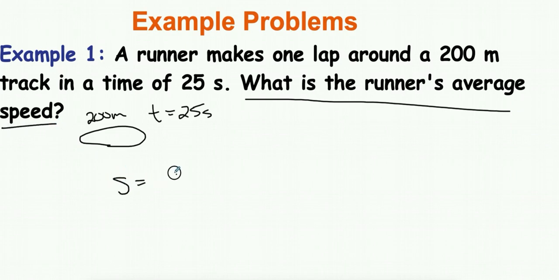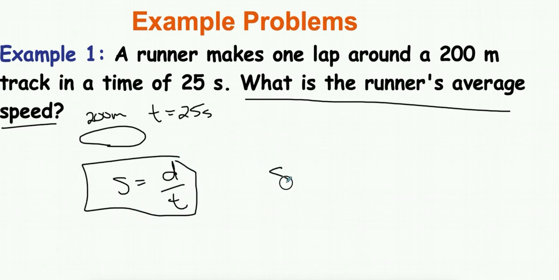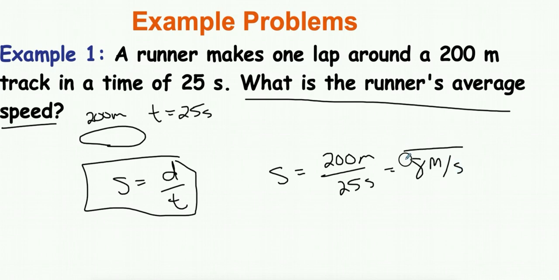So speed is just distance over time. This is an important equation to have written down somewhere. So speed, our distance we're covering 200 meters, time is 25 seconds. We just divide those two and we get what? 8 meters per second. Okay, so that's the runner's average speed.